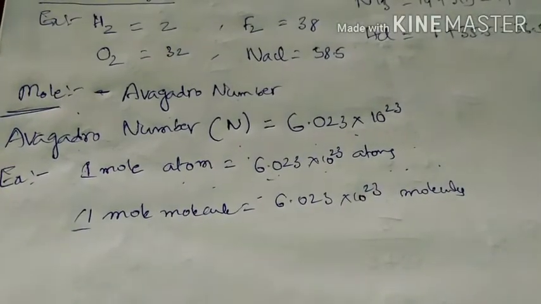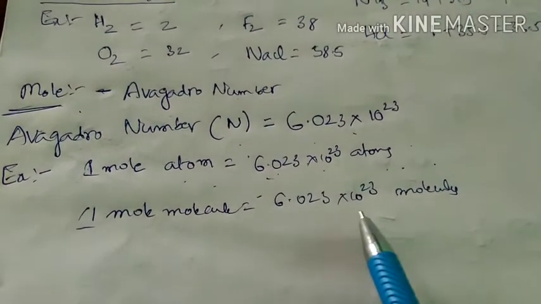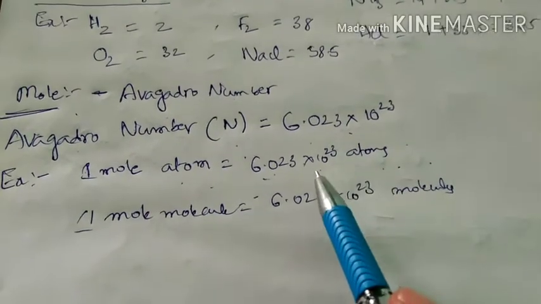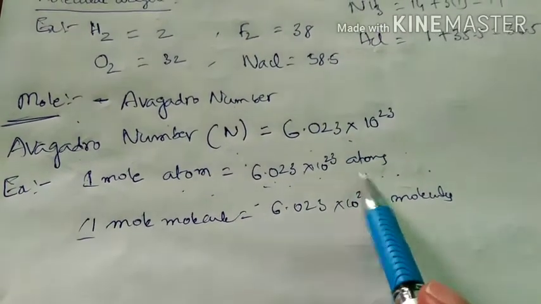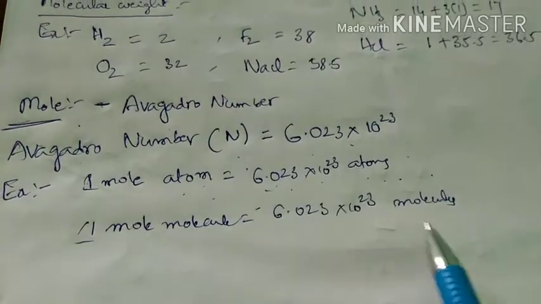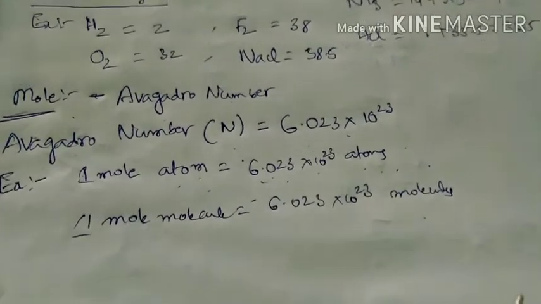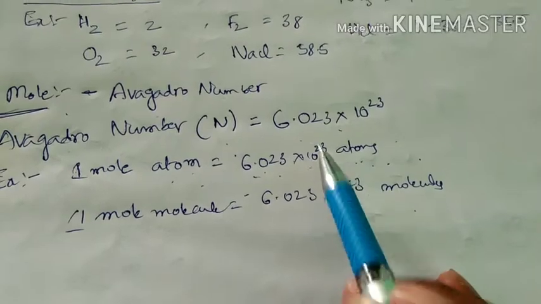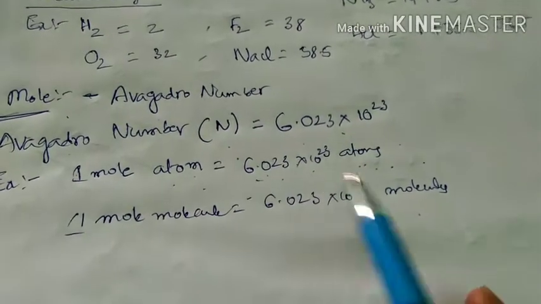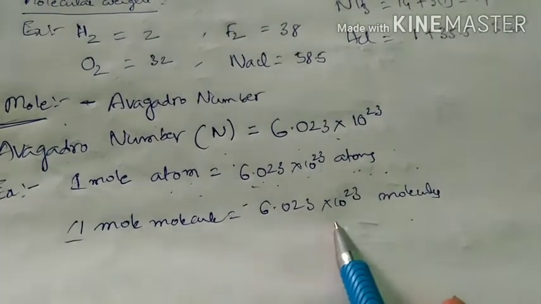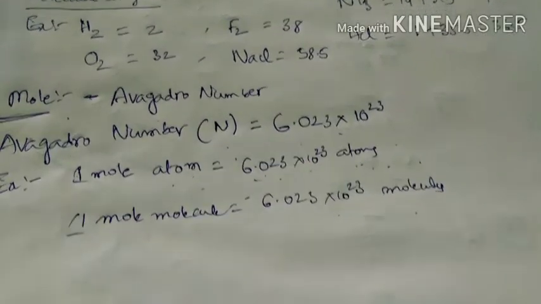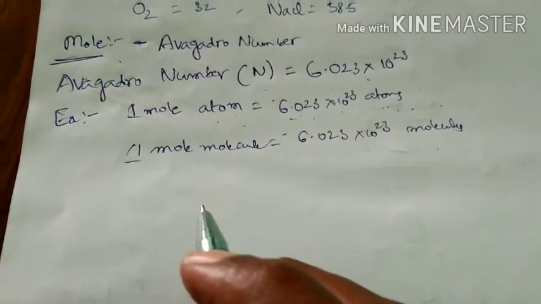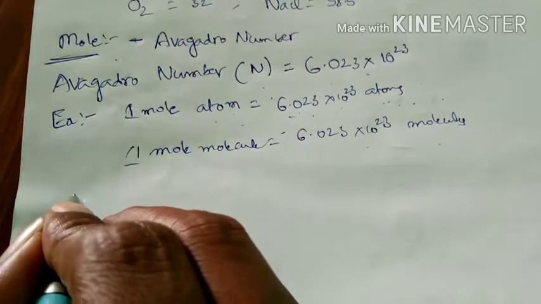1 mole molecule equal to how much? 6.023 into 10 to the power of 23. Suppose these many number of atoms is called 1 mole atom. These many number of molecules is called 1 mole molecule. If the atoms are present in Avogadro number, that is called 1 mole atom. If molecules are present in Avogadro number, that is called 1 mole molecule. That's all. Next, here important point is there.